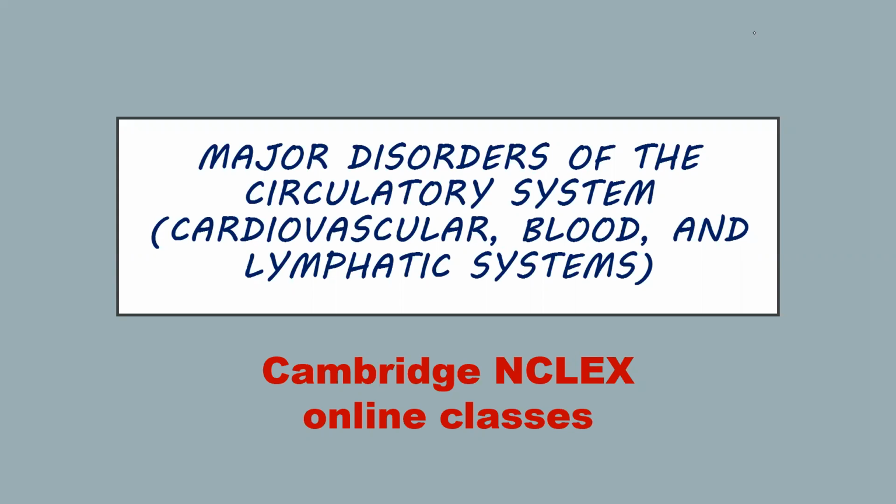In this video, we are going to start a new topic that is major disorders of circulatory system, and this includes cardiovascular, blood and lymphatic systems. In the previous session, we have discussed about the major disorders of GIT system. In that session, we covered almost all the important diseases and conditions related to the gastrointestinal system, and in circulatory system we are going to see some important diseases or disorders which are in the circulation.